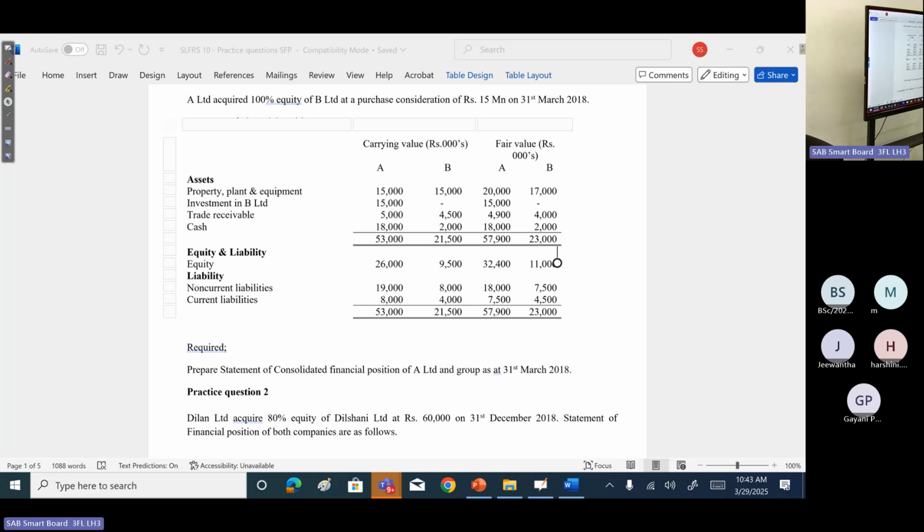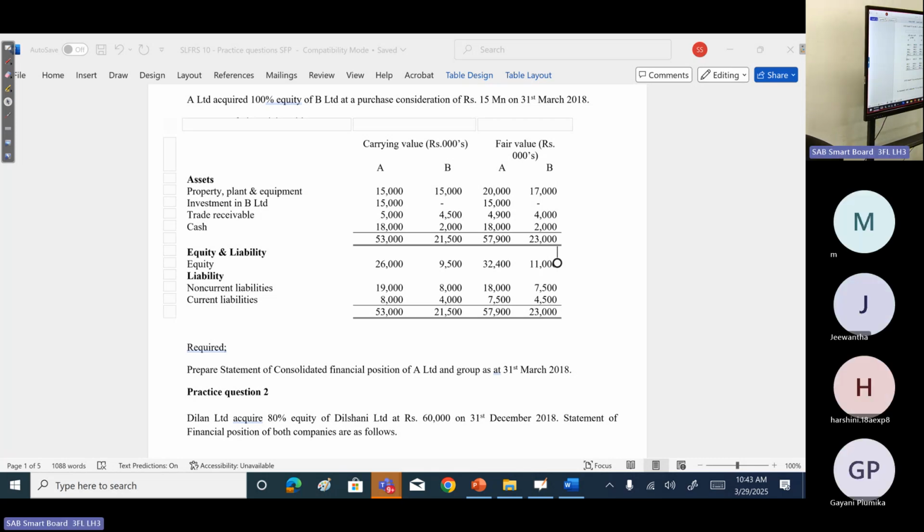From Sarat's book you should take what? Carrying value. From Ranjani's book, what do you take? Fair value. That is clear. Assets and liabilities should be recognized at fair value. Fair value. That is right. Now make the counter.